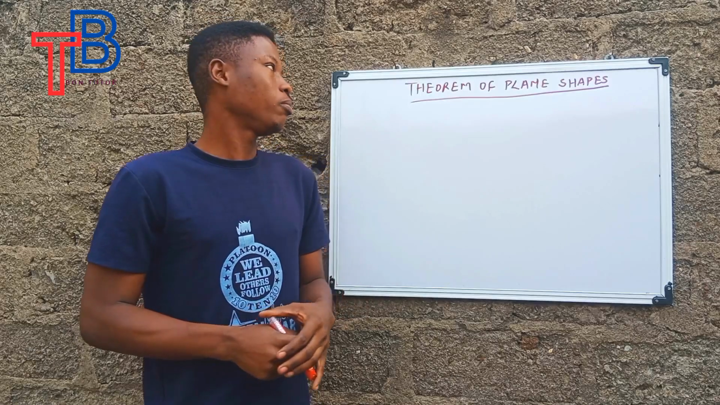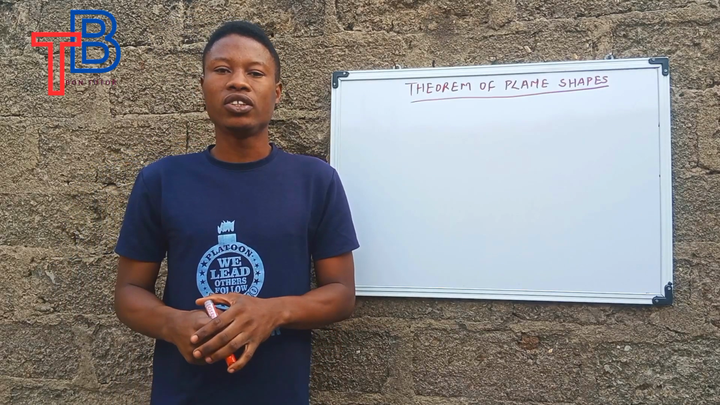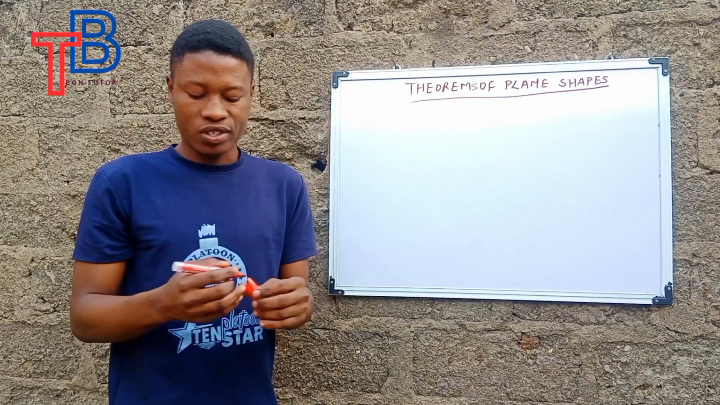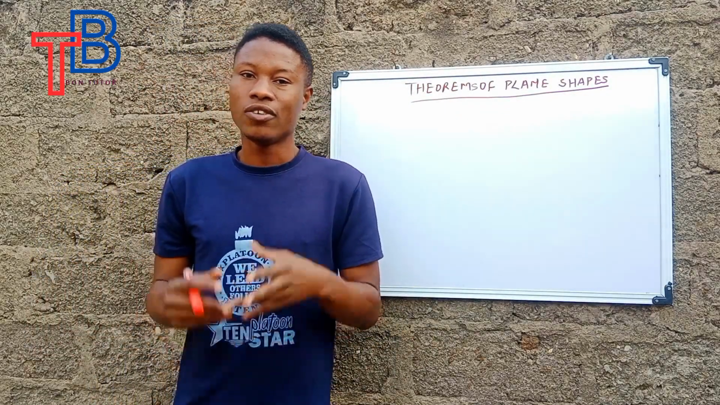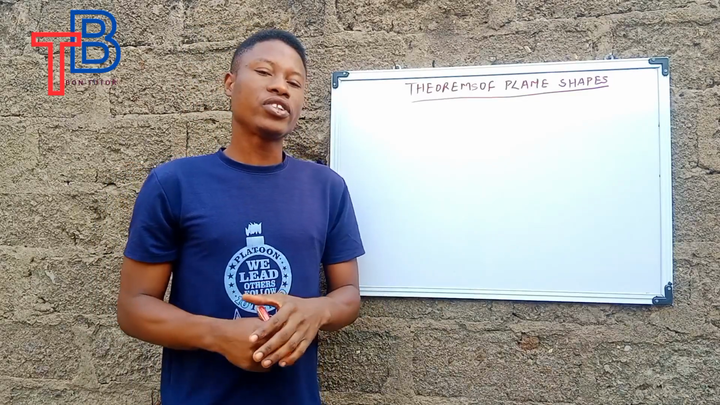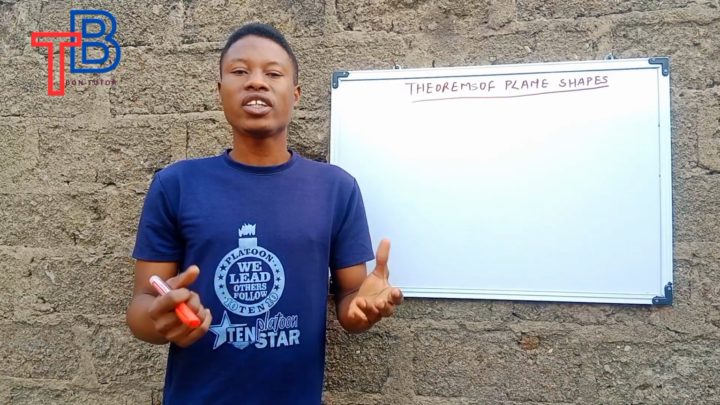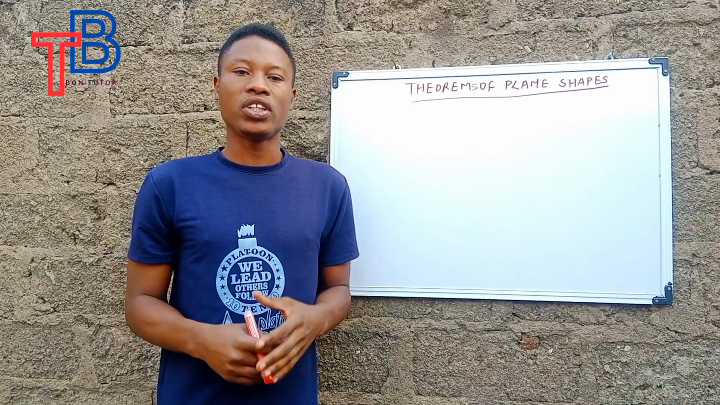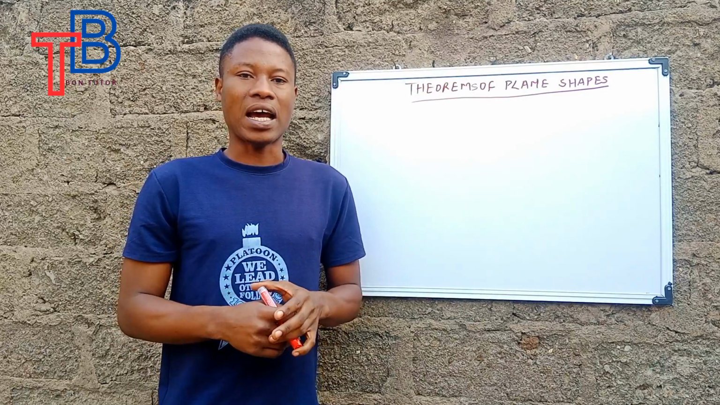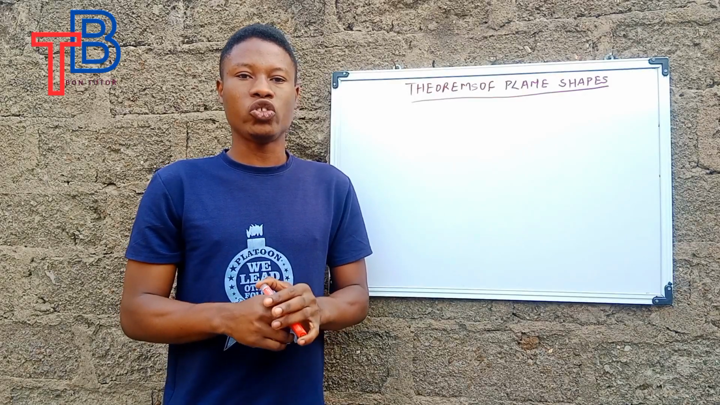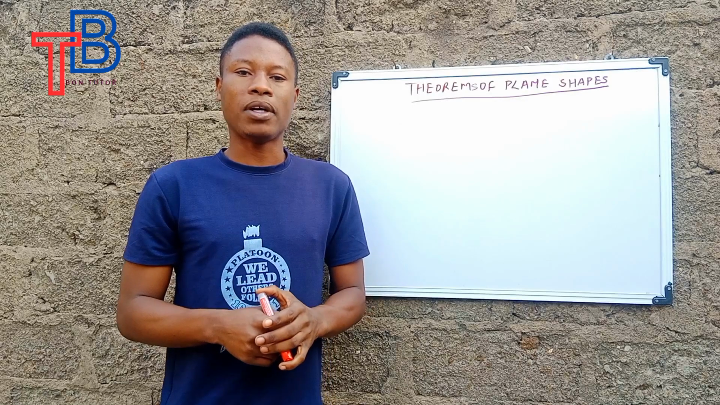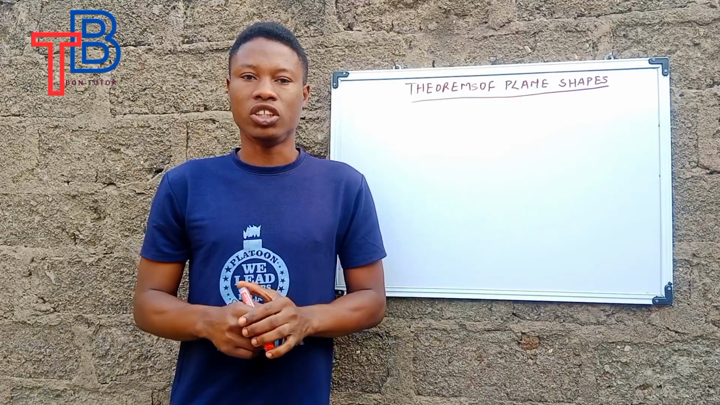Today, we'll be talking about theorems of plane shapes. And when we're talking about theorems of plane shapes, I would like us to start from the lowest form of it. So, we're going to start with parallel lines. When we're talking about parallel lines, you're talking about two or more lines that move in the same direction and have the same distance between them all through. And these two or more lines can never meet each other.